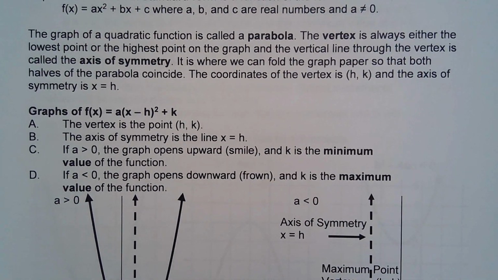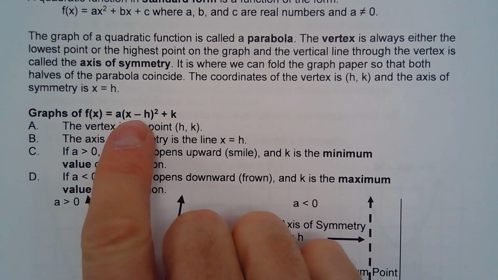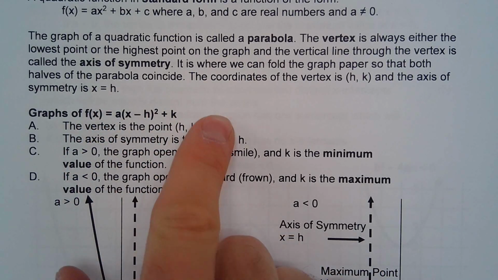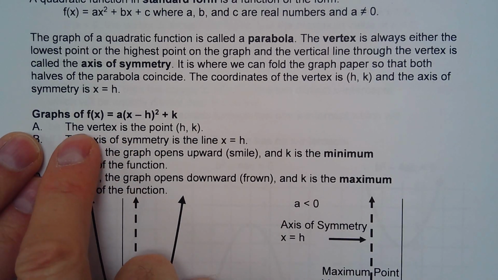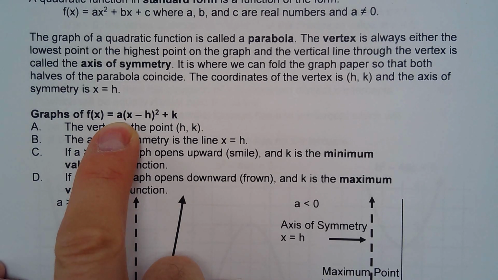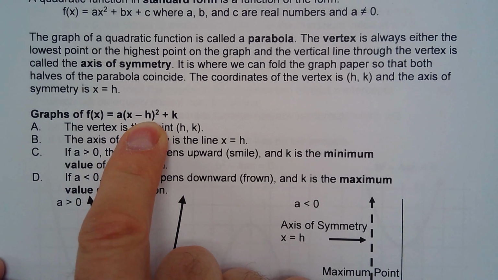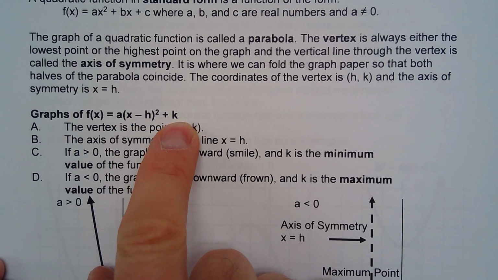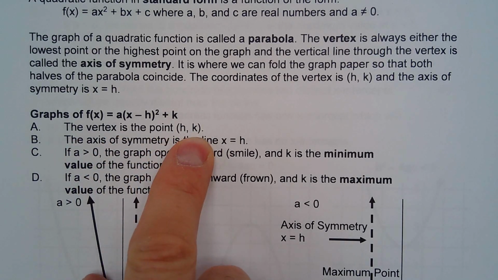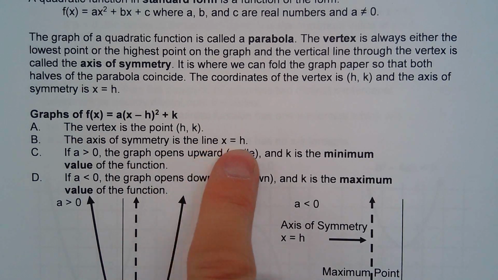So here are some properties of graphs. They're written in a times x minus h squared plus k. Notice that's kind of the same form we were using when we were graphing back in section 6.1. So a here would stretch or compress my graph depending on the value of a. And if it's negative, it also would reflect it across the x-axis. My graph would be shifted horizontally h units and vertically by k units. So the vertex is the point h comma k. The axis of symmetry is the line x equals h.